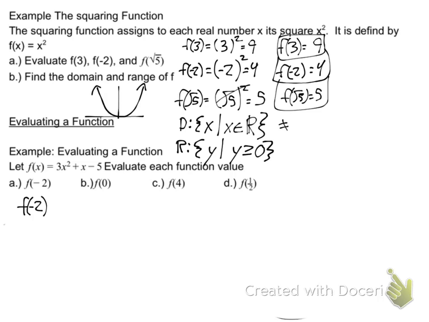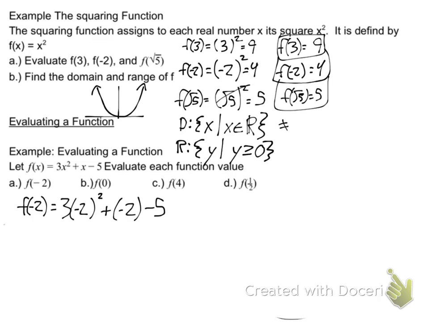F of negative 2 is equal to 3 times something squared plus something minus 5. And the something is what? What's going in there? Negative 2. And from this, you just use your order of operations. Use PEMDAS, left to right. Good to go.